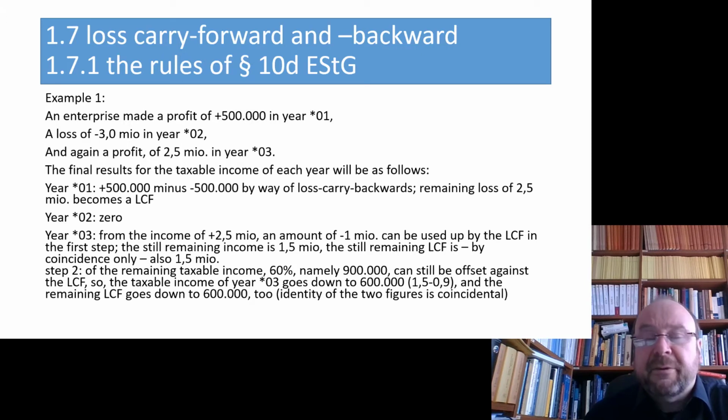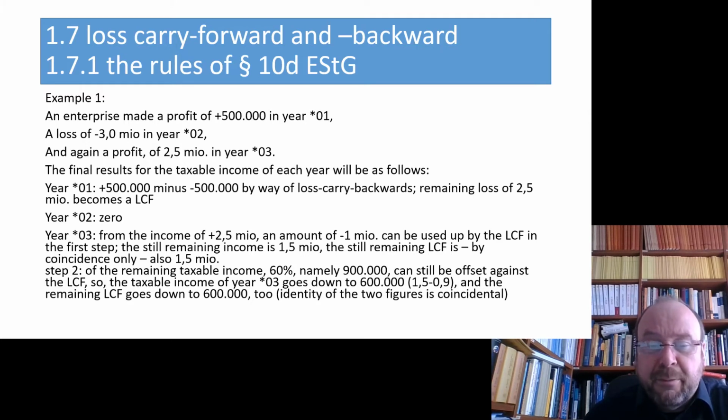In year three, you have an income of 2.5 million. That's my assumption in the data just above. An amount of 1 million can be offset due to the loss carry forward in the first step. So after that first step, your income has dropped down to 1.5 million, and the loss carry forward is also reduced by that 1 million losses which you have used up. Now the remaining losses are 1.5 million.